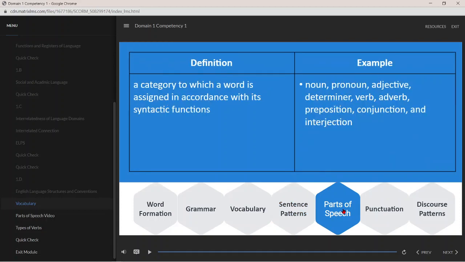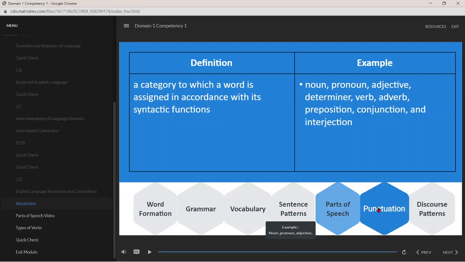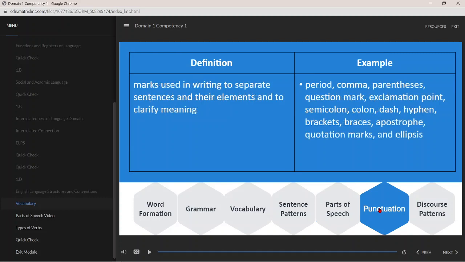Parts of speech. Definition: a category to which a word is assigned in accordance with its syntactic functions. Example: noun, pronoun, adjective, determiner, verb, adverb, preposition, conjunction, and interjection.